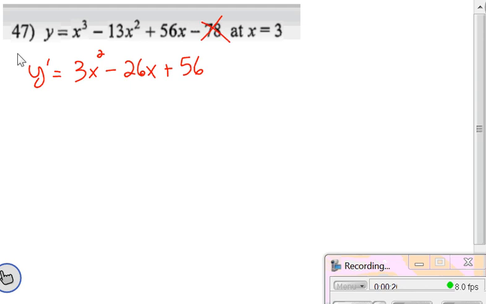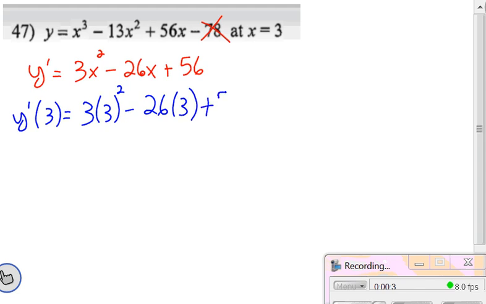Okay, so now we just plug in 3 into our derivative. So y prime at 3 is putting 3 in. Okay, so let's see, 9 times 3, that's 27, minus 3 times 26, 78, plus 56. If you add all those up, you get, I believe, 5.